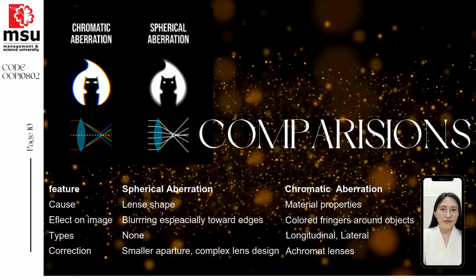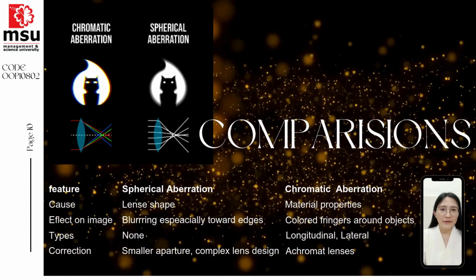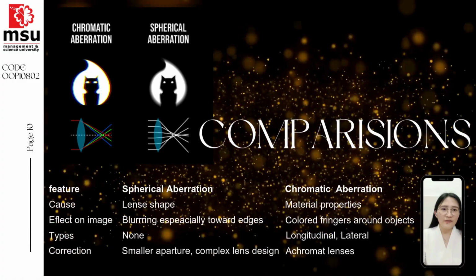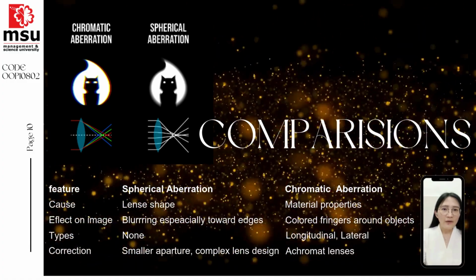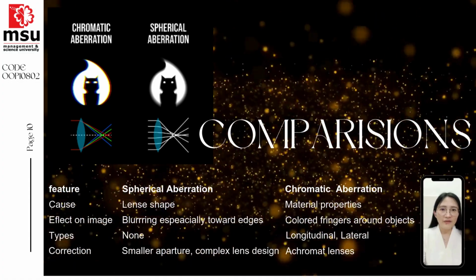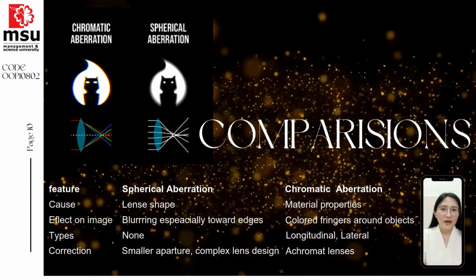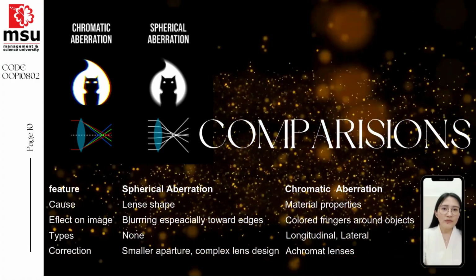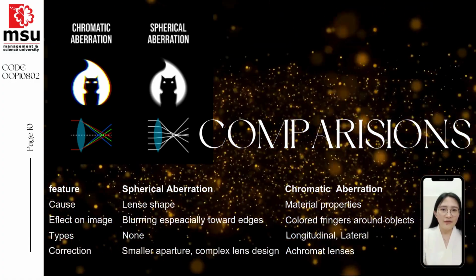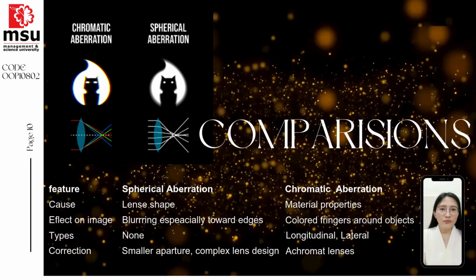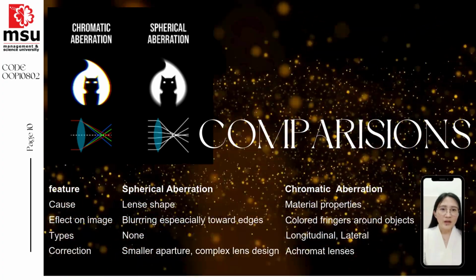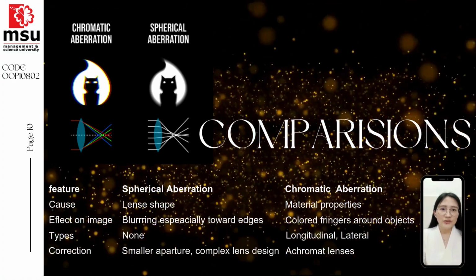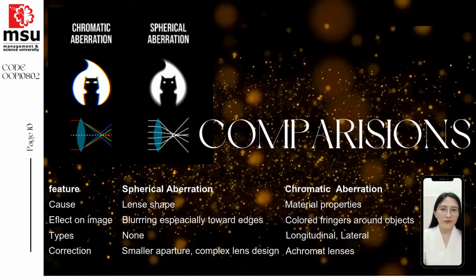Spherical aberrations result in a blur effect, especially noticeable toward the edges of the image. However, chromatic aberrations create color fringes around objects in the image, and there are two types of chromatic aberrations that arise due to dispersion: lateral chromatic aberrations and longitudinal chromatic aberrations.